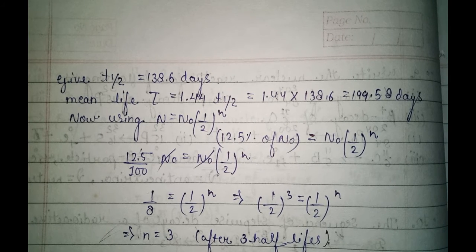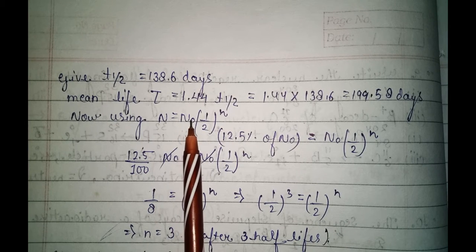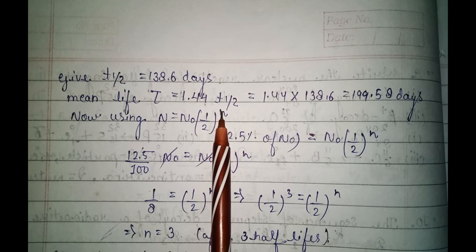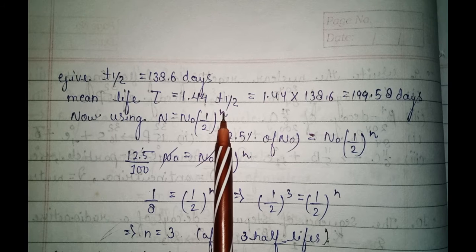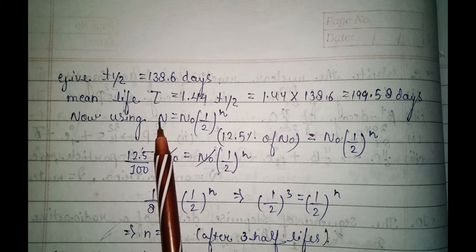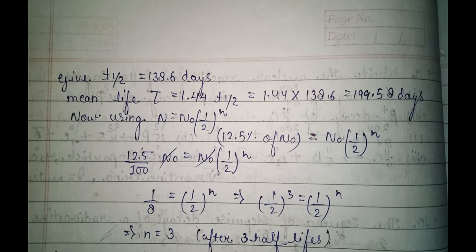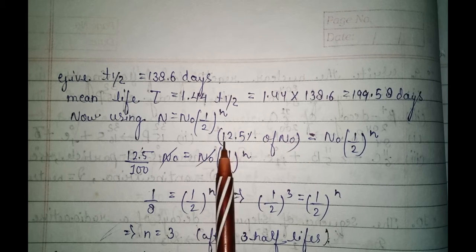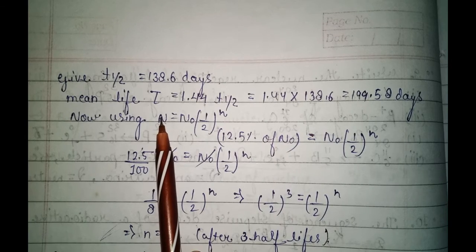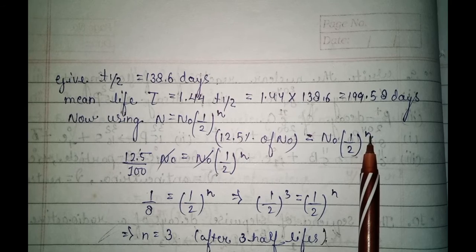So we know that the undecayed nuclei N is equal to the initial nuclei N naught into 1 by 2 raised to the power n, where this small n represents the number of half-life times. Now it is given that these undecayed nuclei remain 12.5% of the original one. So we will put 12.5% of the original nuclei, that is N naught, in place of N, which is equal to N naught into 1 by 2 raised to the power n.